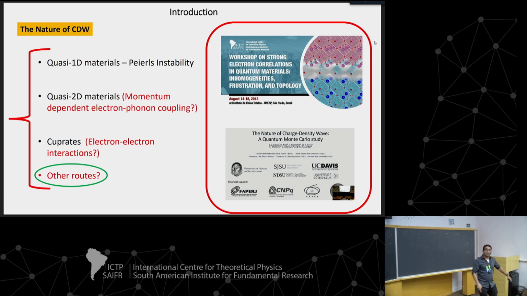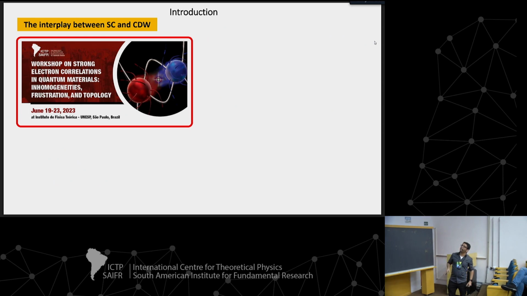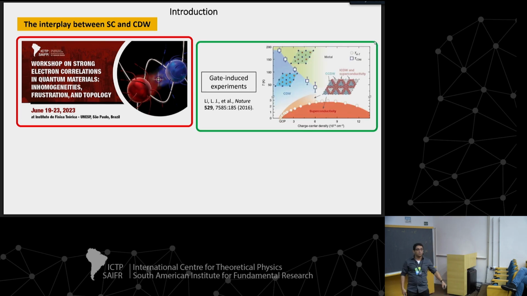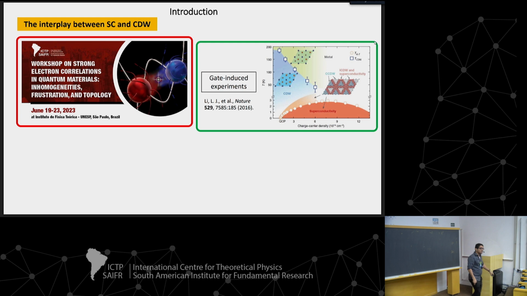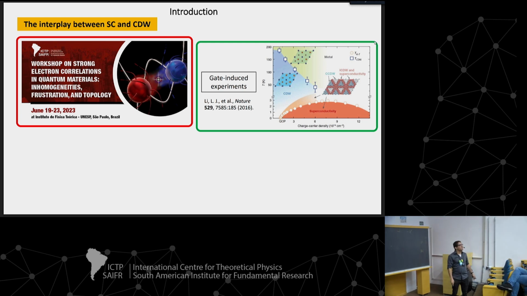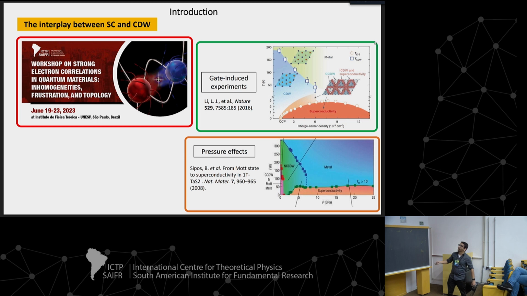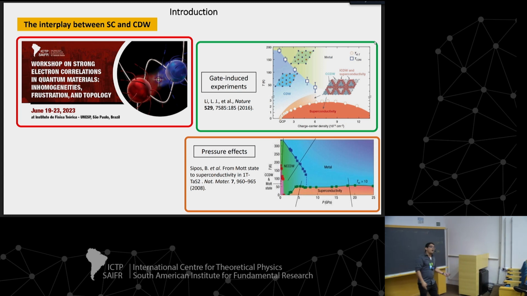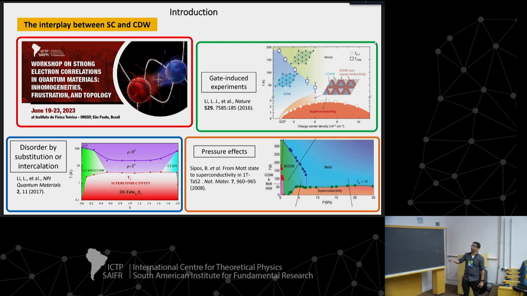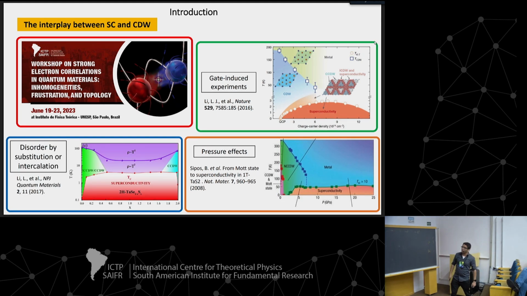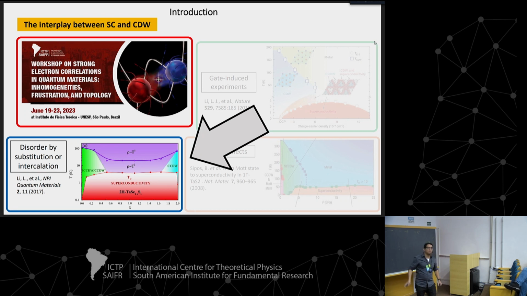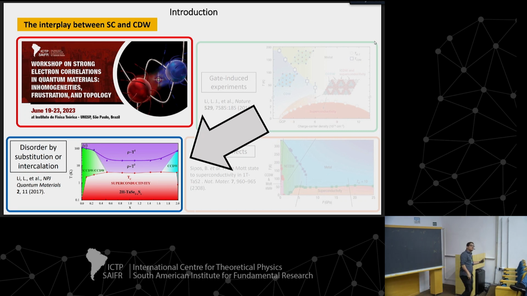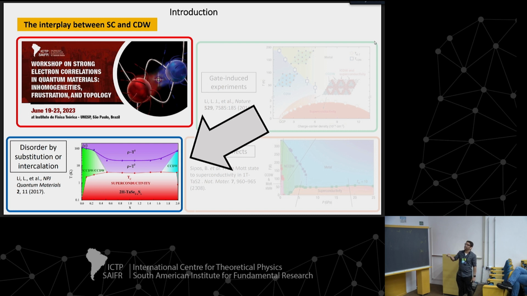So now, in this new workshop, I will discuss the interplay between superconductivity and charge density wave. When we are discussing the interplay between these two phenomena, it can come from many different experiments. For instance, we can have it by doing gate-induced experiments, by applying pressure, and also by introducing disorder. And here, this is one example. This is the main issue of my talk. I will give you some insights about what happens in this case.